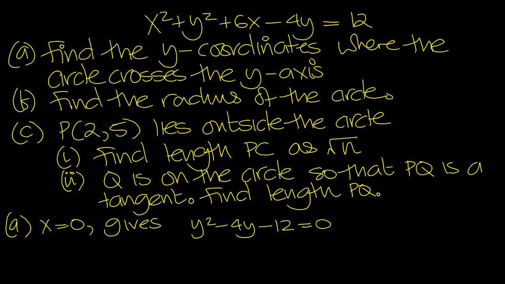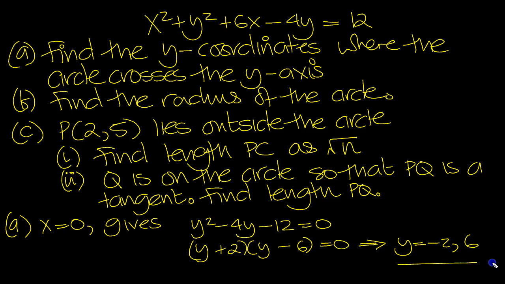Now let's factorize. So 6 2's, and it's 6 and 2, a minus and a plus. So that tells us that y is equal to minus 2 and also 6. So those are the two crossing points, the y values.